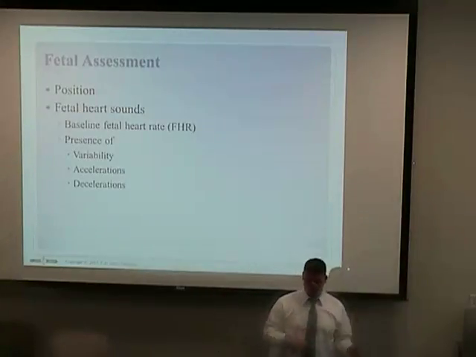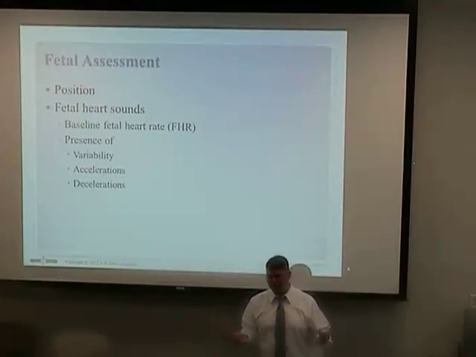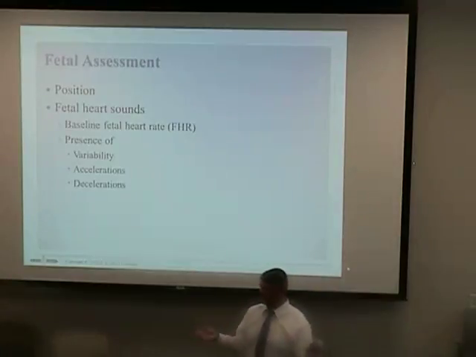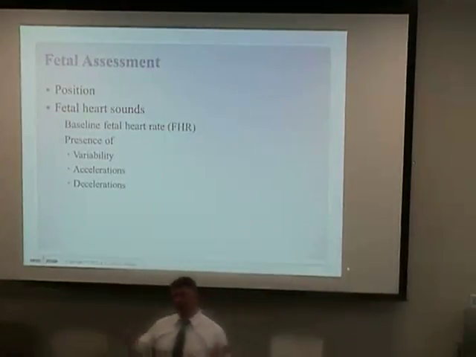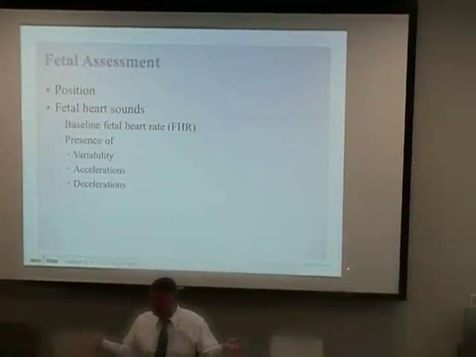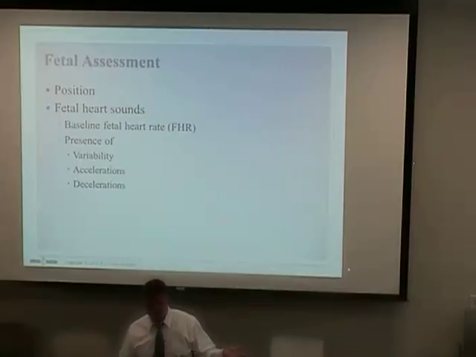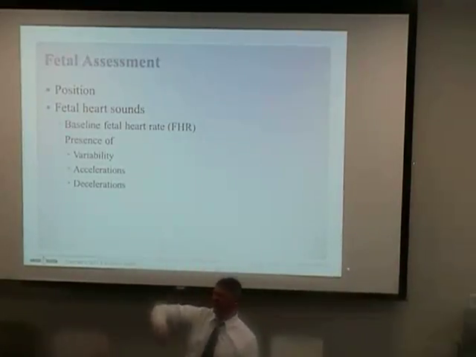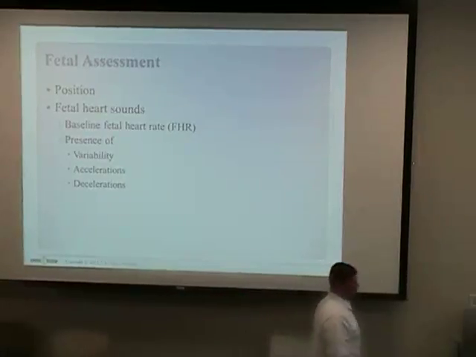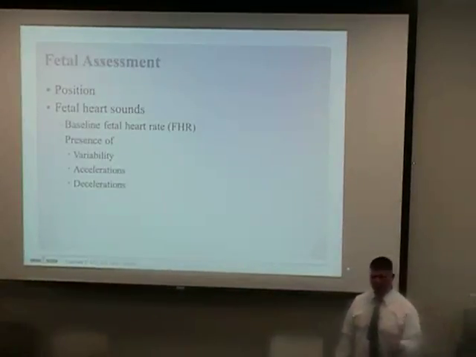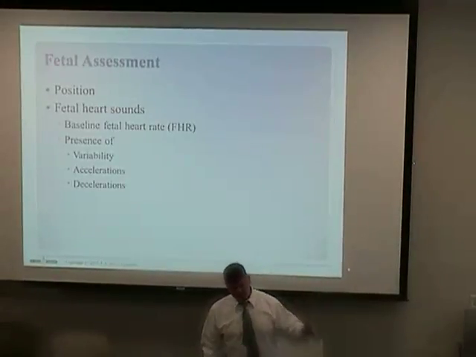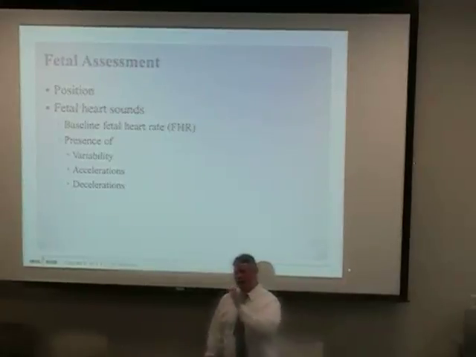I'm sorry, 1 to 5 beats per minute is minimal variability. Then of course it's moderate, and that's 6 to 25. Above that is marked variability. How would you define marked variability? 26. Greater than 25 beats per minute, right? That's where the tracing is going crazy all over the place, and you see that right before the baby is born. It's usually a sign the baby's making rapid progress through the pelvis. They'll get a period of marked variability. So that's variability: absent, minimal, moderate, and marked.